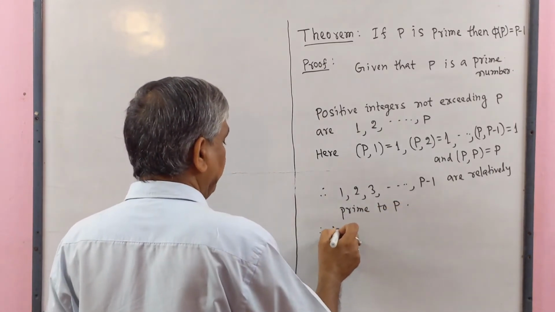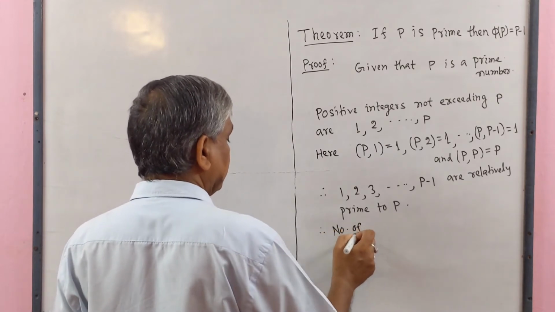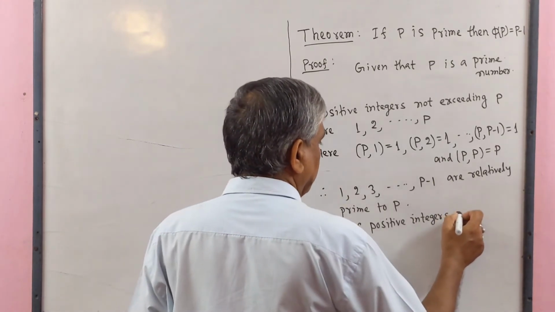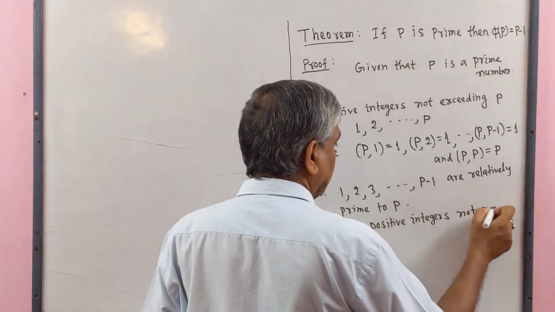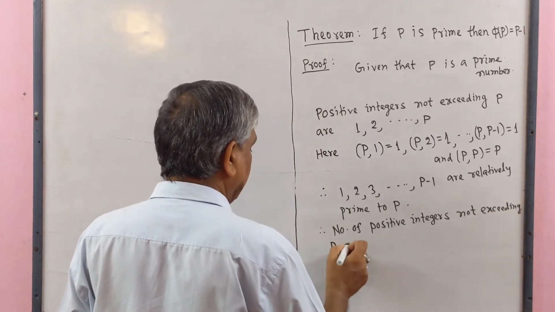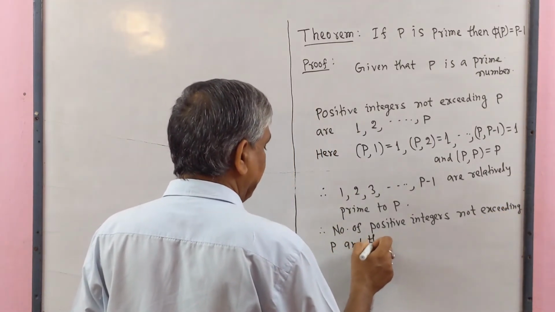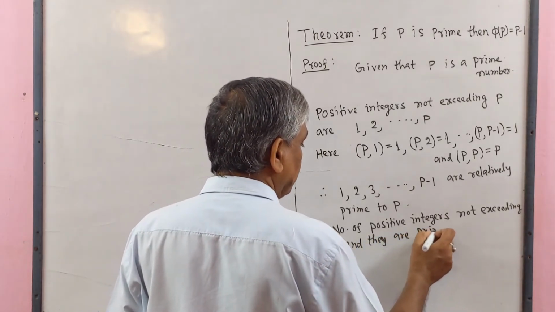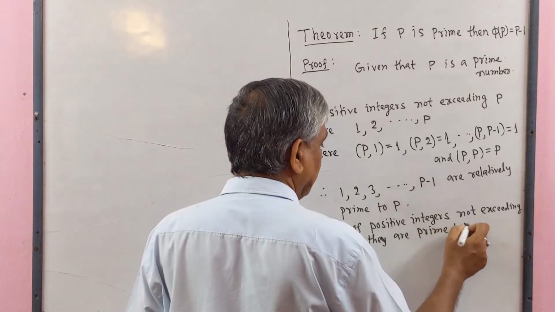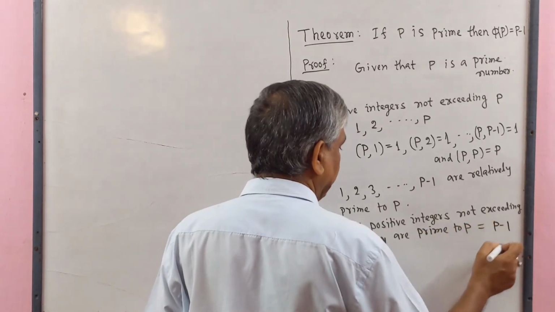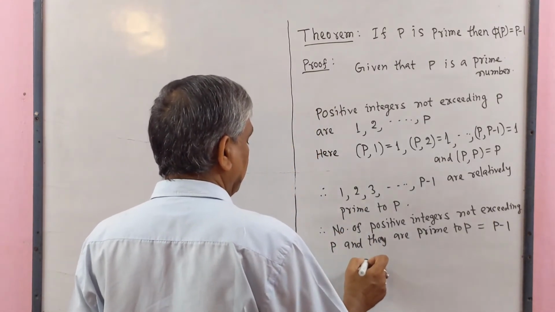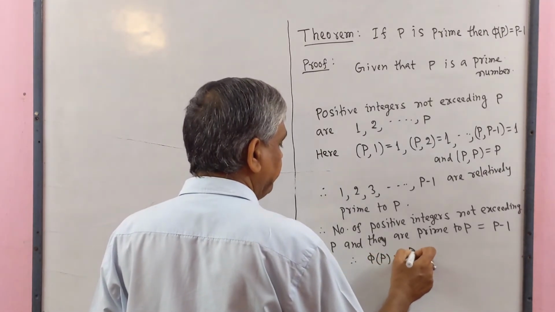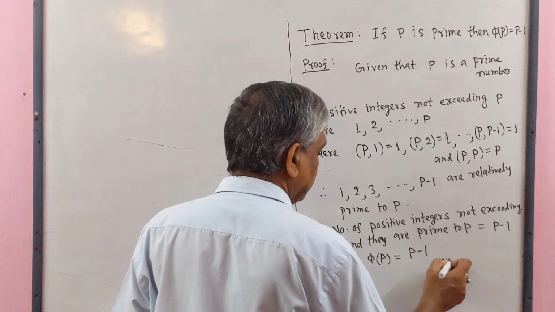Therefore, number of positive integers not exceeding p and they are relatively prime to p equal to p minus 1. Therefore, Euler's phi function of p equal to p minus 1. Proved.